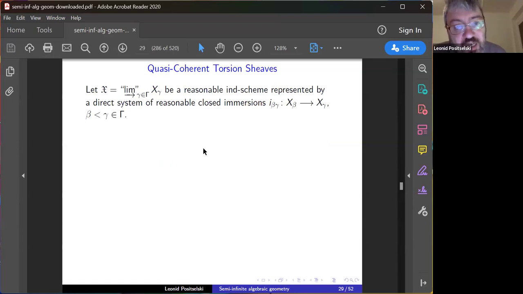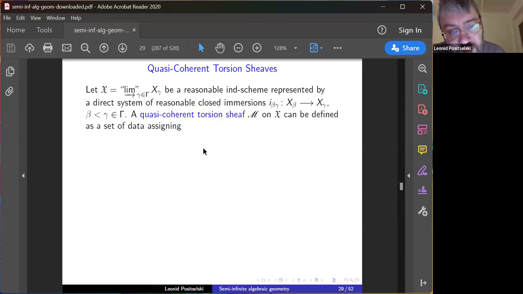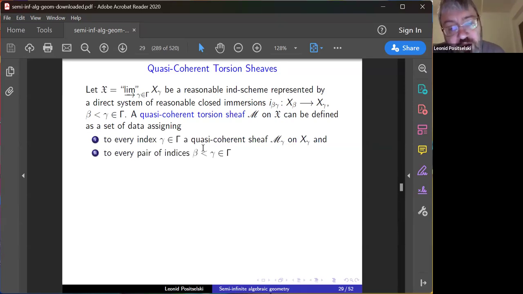Quasi-coherent torsion sheaves. Let X be a reasonable ind-scheme represented by a direct system of reasonable closed immersions. A quasi-coherent torsion sheaf M on X can be defined as a set of data assigning to every index gamma a quasi-coherent sheaf M gamma on X gamma, and to every pair of indices beta less than gamma, a morphism from the direct image of M beta to M gamma.